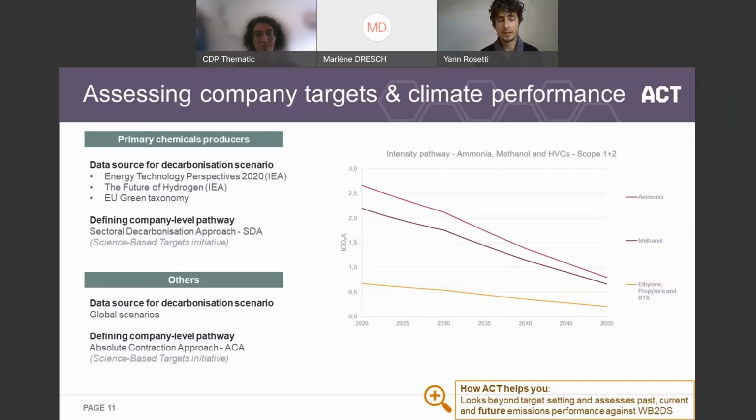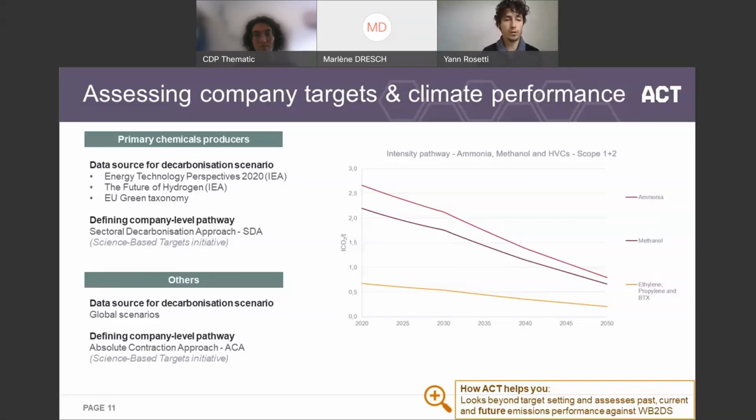So you can see examples of the intensity pathways that we are considering for some calculations in the ACT chemicals methodology, with the examples of ammonia in red, methanol in purple, and high-value chemicals in yellow. So you can see the evolution that is expected on the emissions intensity for the production of these primary chemicals over time.